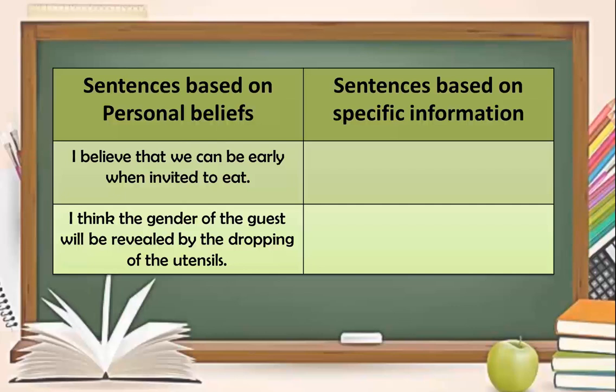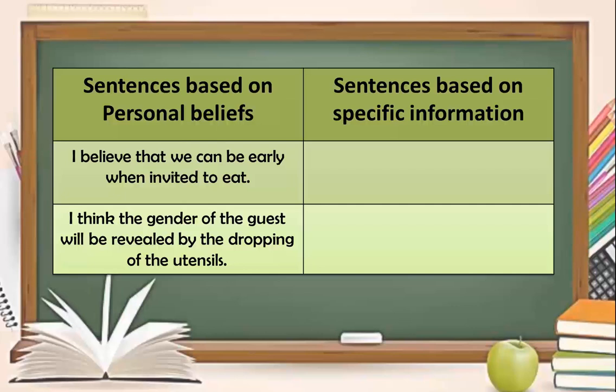We can think that it is right to be early when we are invited to eat, but others may not believe it. We also have the belief that when a utensil drops, we will have a visitor or guest, wherein if we drop a fork, a male will arrive, but if it is a spoon, a female will arrive. Do you believe in that too? Well, maybe, but we have no basis or evidence about it, so it remains a belief.